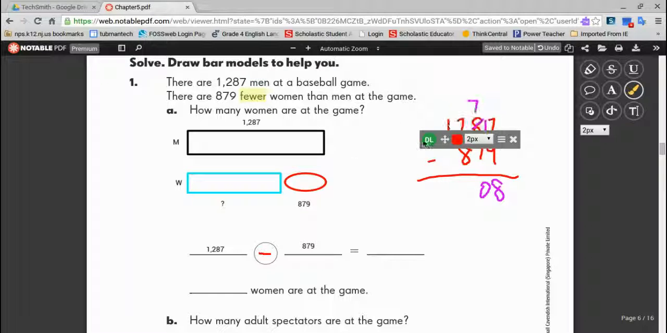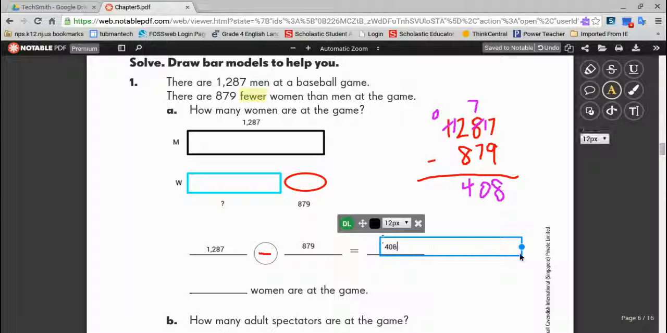2 minus 8, I can't do that, so I gotta take 1,000 away, make that a 0, add 10 here, 10 hundreds, makes it a 12 hundreds. 12 minus 8, okay, let's count backwards, 12, 11, 10, 9, 8, 7, 6, 5, 4, so the answer is 4. And that's a 0. So my answer is 408.